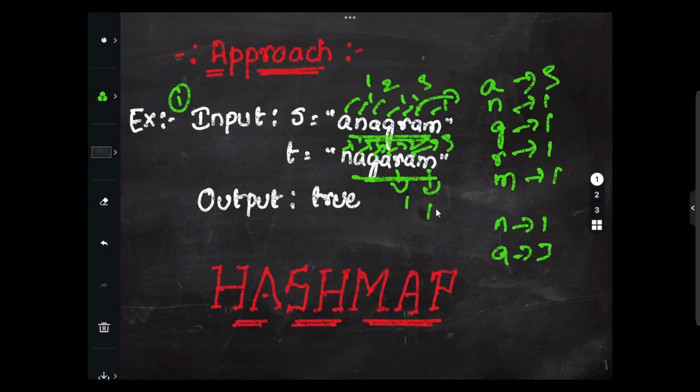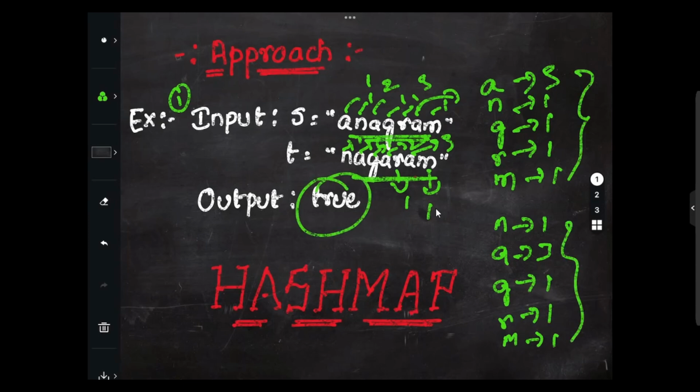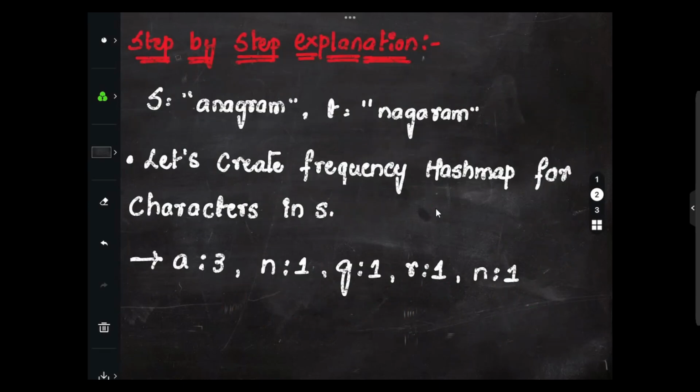So here N, A, G, R, M, right? So G is present once, R is present once, and M is also present once here. This is fine. So this matches. So we are returning true here in this case, right? Let's see the step by step explanation.